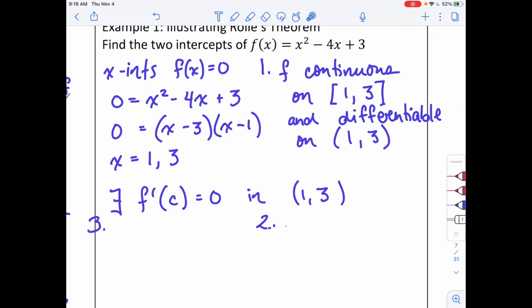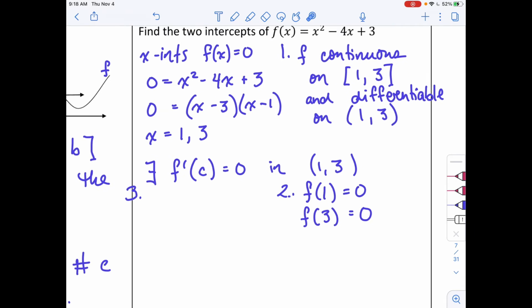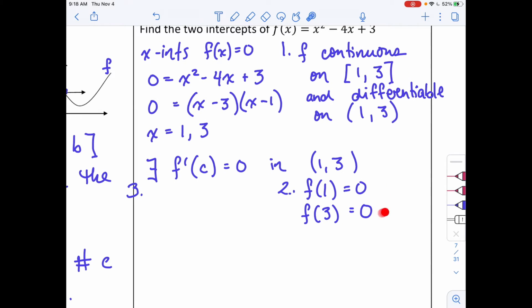So now we're going to say because f of 1 is equal to 0 and f of 3 is equal to 0, then there's going to exist some f prime of c in that interval where the derivative is equal to 0, all right? So because both the endpoints of our interval have the same output, there will be some c value where the derivative is equal to 0, meaning the curve will have a horizontal tangent somewhere.